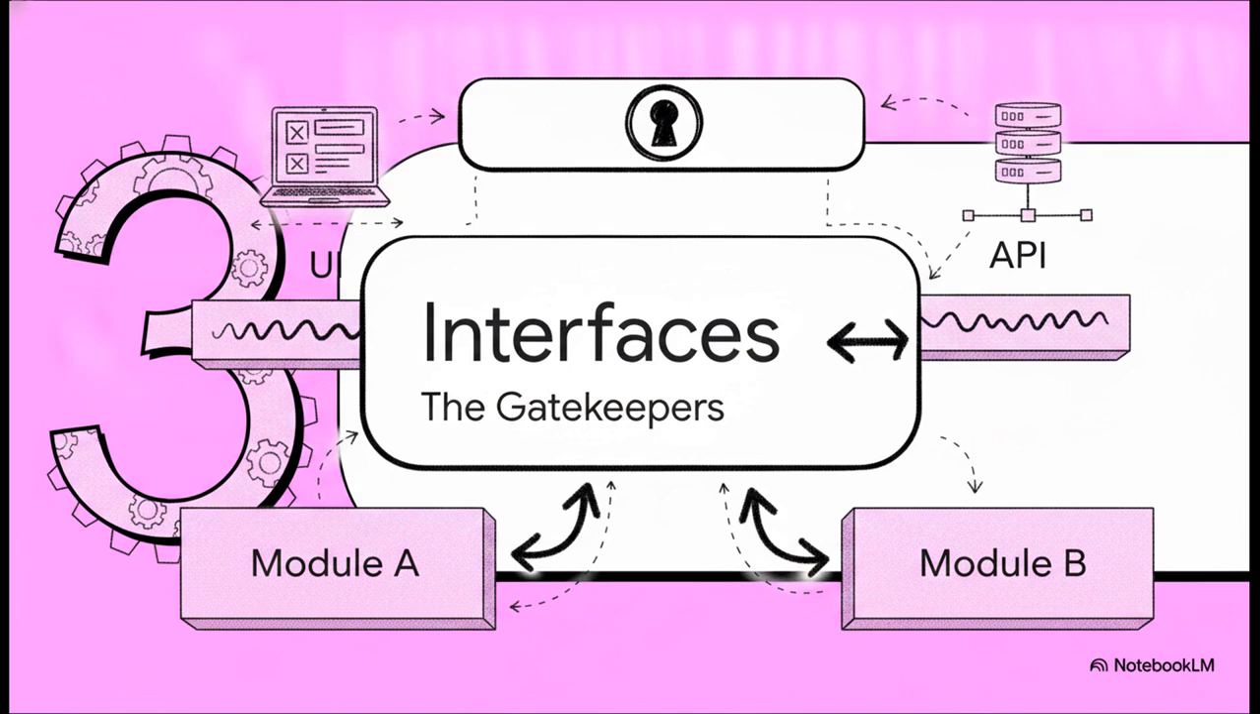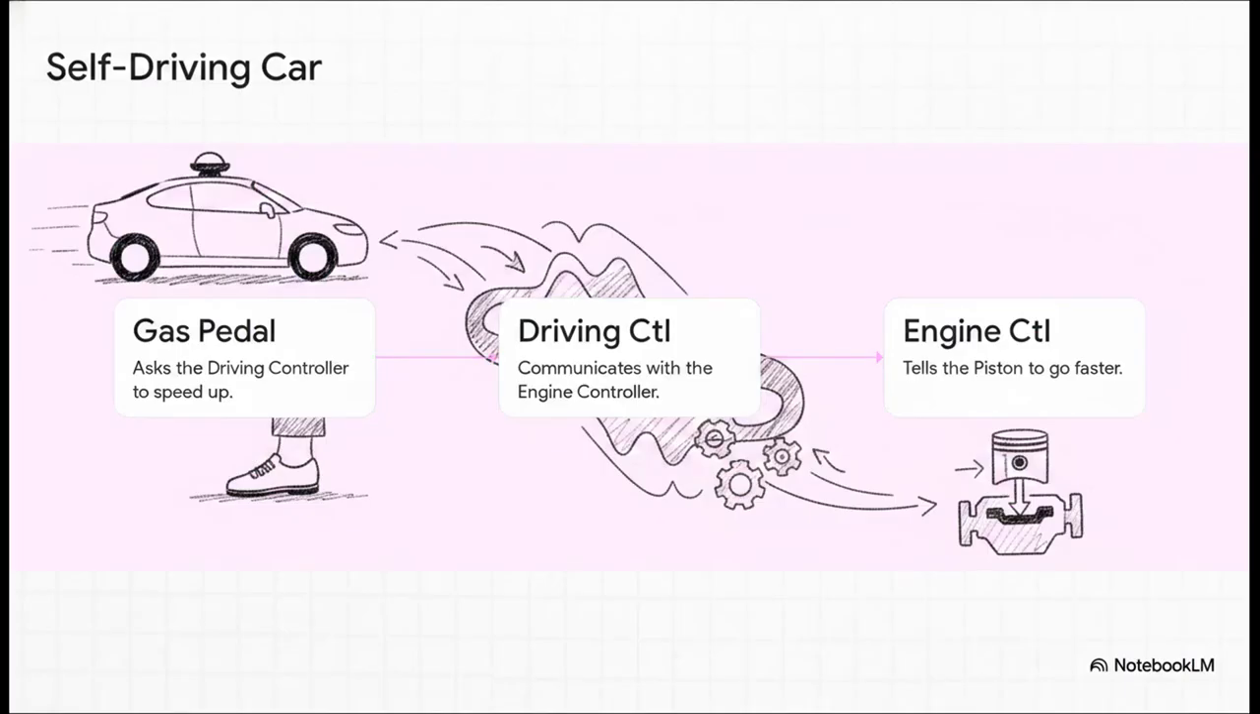Moving right along to Section 3, interfaces, the gatekeepers. So to actually guarantee this low coupling we just talked about, we use interfaces. Think of things like APIs or user interfaces, which basically act as strict gateways between components.